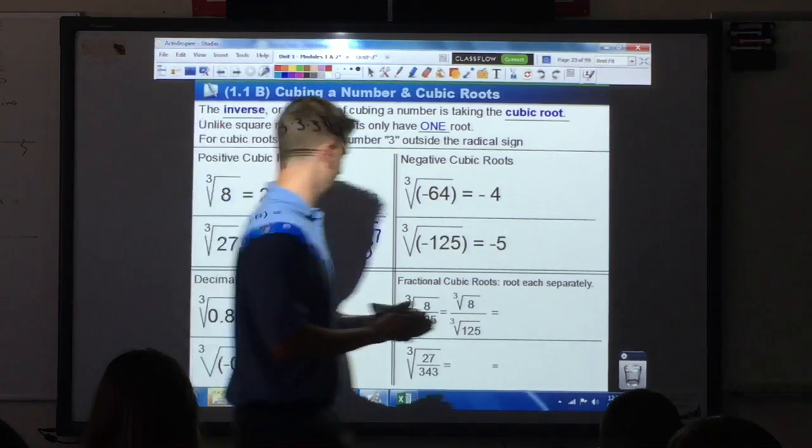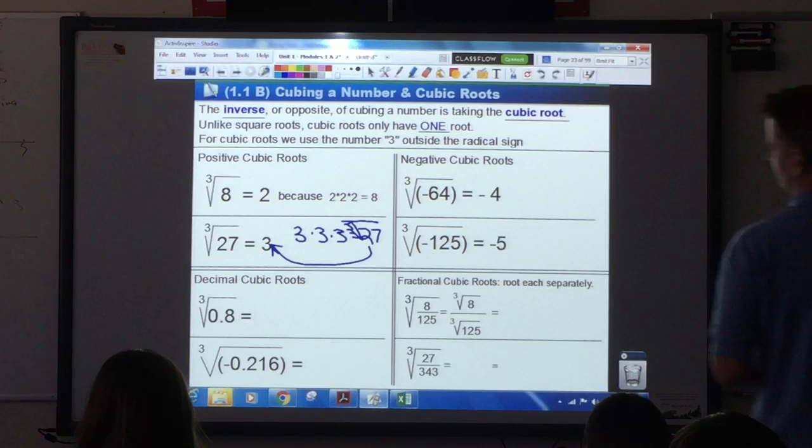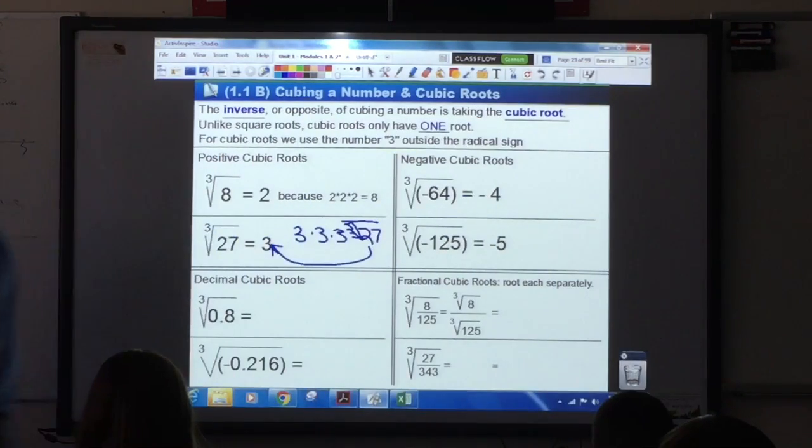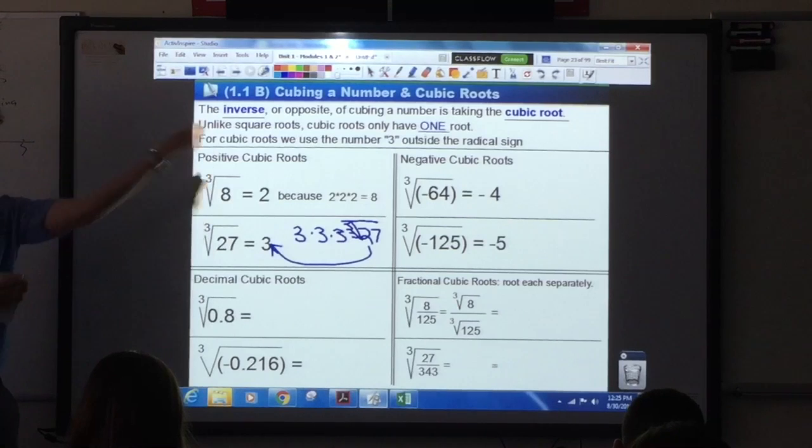Oh, thank you. Okay, so we're through the negative cubes. Now, decimal cubic roots. I'm just going to go around and call some people. Everyone should know how to take a cubic root right now. Brian Stockwell, where you at? Brian, cubic root of 0.8. What you got?